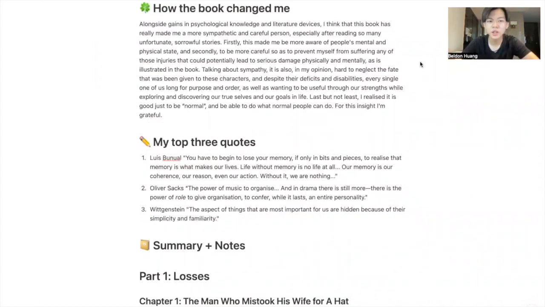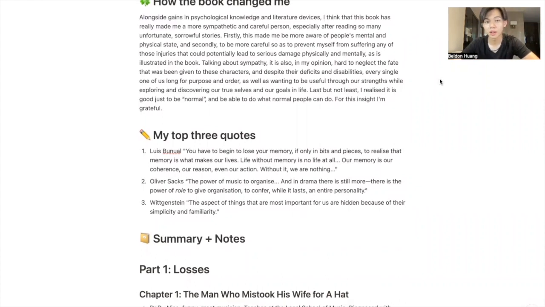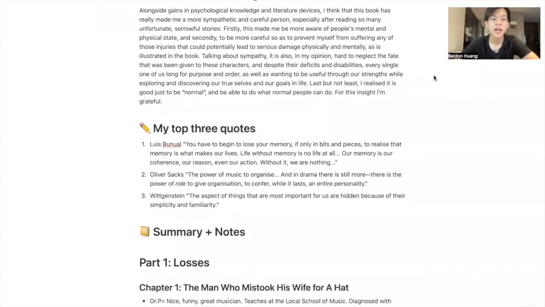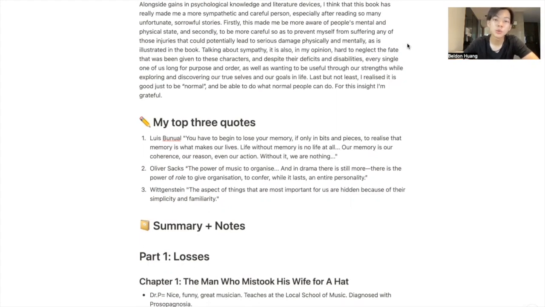About how the book changed me, alongside gains in psychological knowledge and literature devices, I think that this book has really made me a more sympathetic and careful person, especially after reading so many unfortunate, sorrowful stories. Firstly, this made me more aware of people's mental and physical state. And secondly, more careful so as to prevent myself from suffering any of those injuries that could potentially lead to serious damage physically and mentally, as is illustrated in the book.